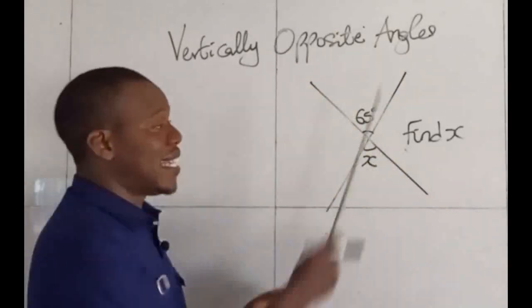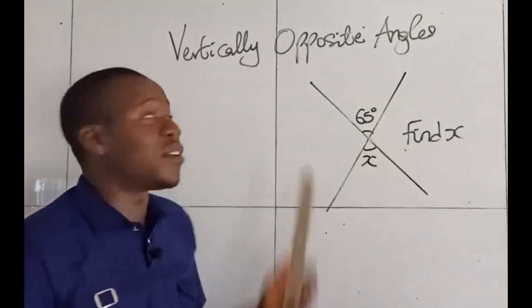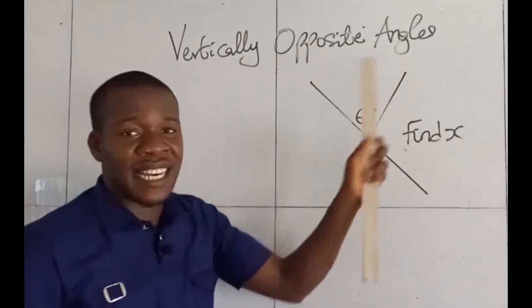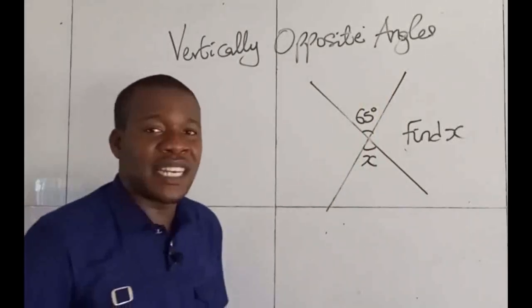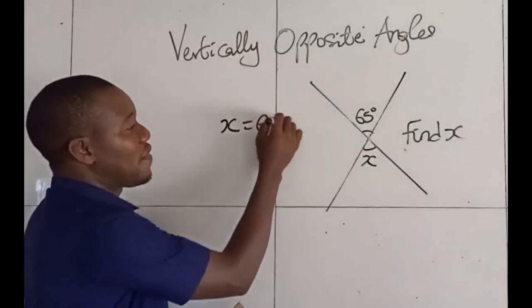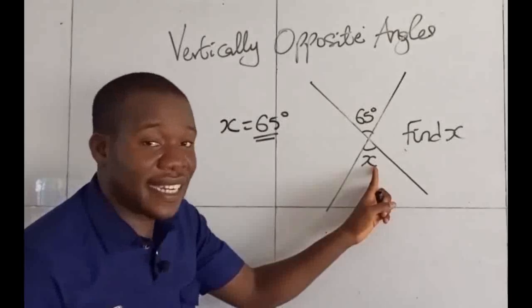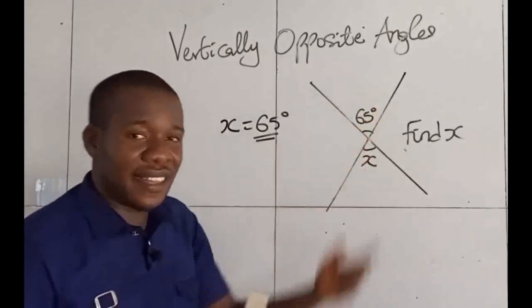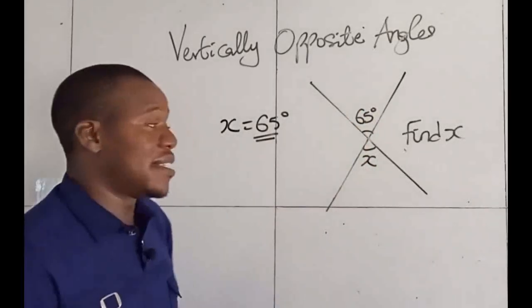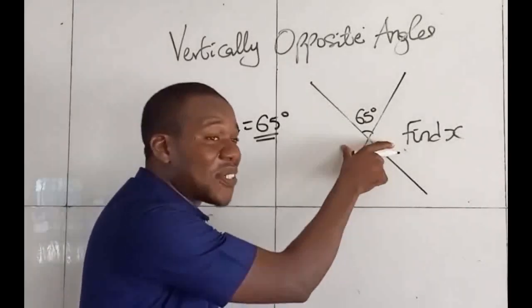Whenever two straight lines intersect or cross each other, they produce what we call vertically opposite angles. And vertically opposite angles are equal. Therefore, x is equal to 65 degrees. Answer. Reason: x is vertically opposite to 65 and they must be equal. For the same reason, this angle here must be equal to this angle here.